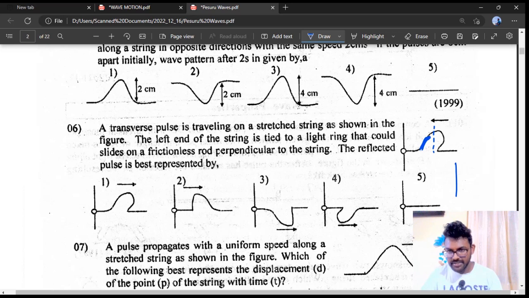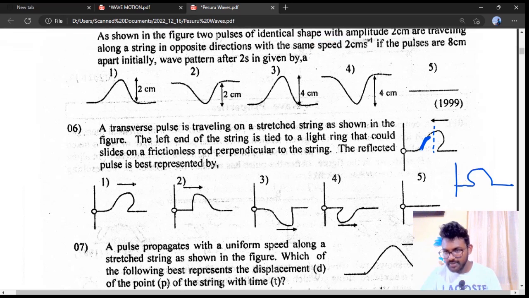First this part reached, so that part has to go like this. It's not flipping down, there's no phase difference, right? Because it's a soft reflection. And thereafter you should see this one. So the best representation will be this one, right? The second one.